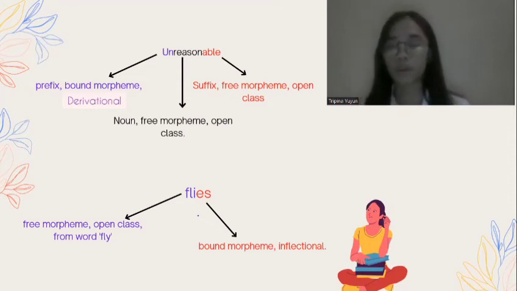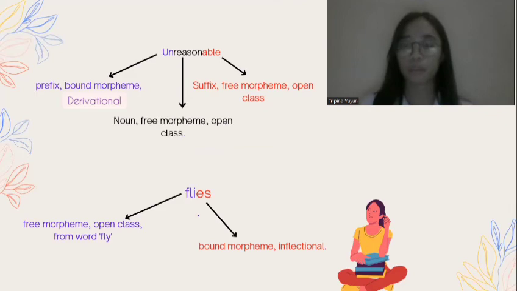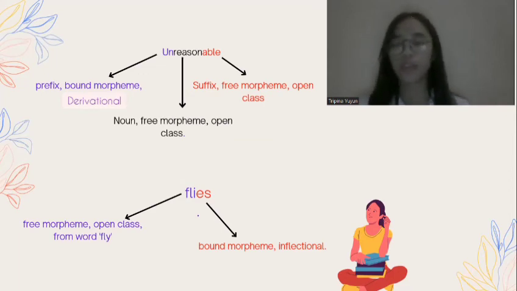Okay, next for the morpheme able. The morpheme able here is the suffix, and it's a free morpheme because able can stand alone, so you don't need to combine it with another word to have meaning. And then the morpheme able here is from open class because it cannot be divided anymore, and it doesn't mention the prepositions, the pronoun, or the article, so it's from open class.